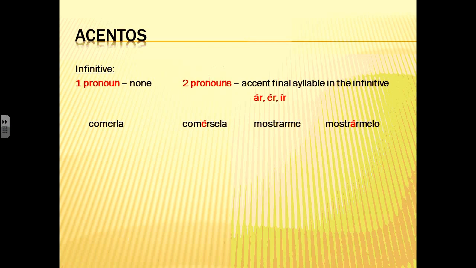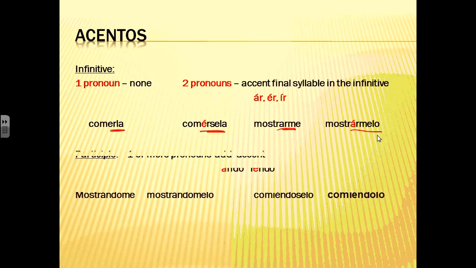If you add two pronouns, I would write this down, you need an accent mark on the final syllable of the infinitive. So you have one, no accent mark. Two, you need an accent mark. One, no accent mark. Two, an accent mark. Again, feel free to pause this as you write this down, and I'm just going to continue.